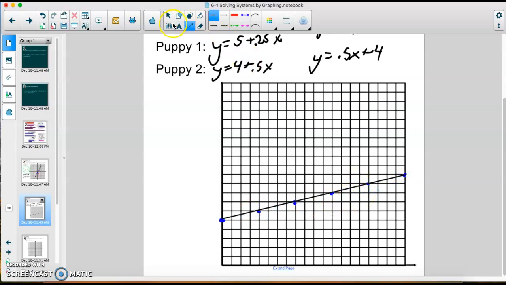And now for puppy 2. We'll do puppy 2 in green. This time they start at 4, but they go up 1 over 2, because 0.5 is 1/2. So then again, up 1 over 2. Oh, we found our intersection point already. Up 1 over 2, up 1 over 2. Just do a couple more for good measure. Up 1 over 2. That's probably good. We're just looking for that intersection point.